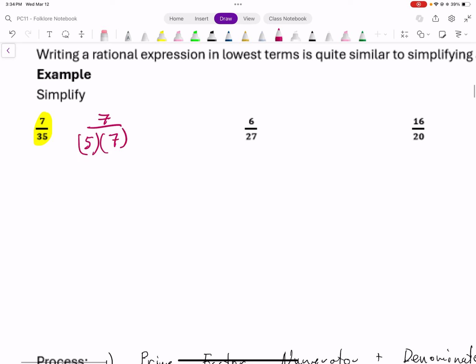What we're able to see is that both numerator and denominator have a common factor of 7. So I can cancel that out. What is remaining is a factor of 1 in the top. Even though we crossed out 7, 1 remains. And in the bottom, we have a factor of 5. So 7 over 35 can be simplified as 1/5.